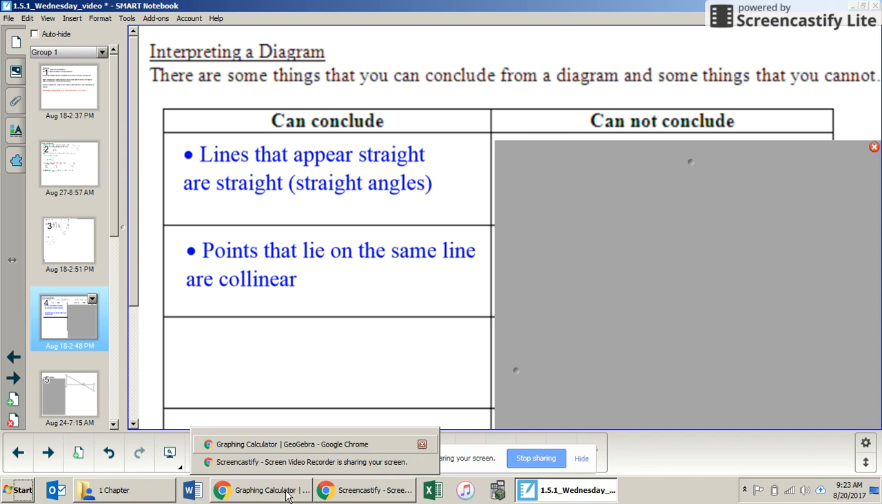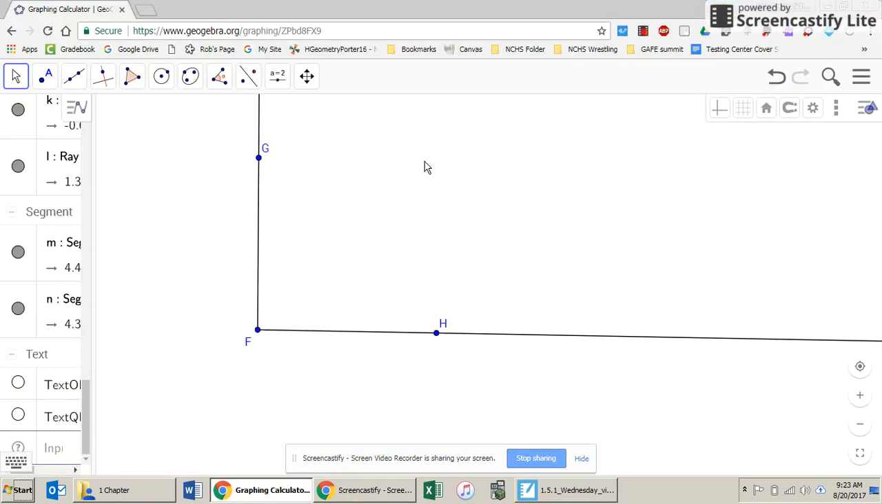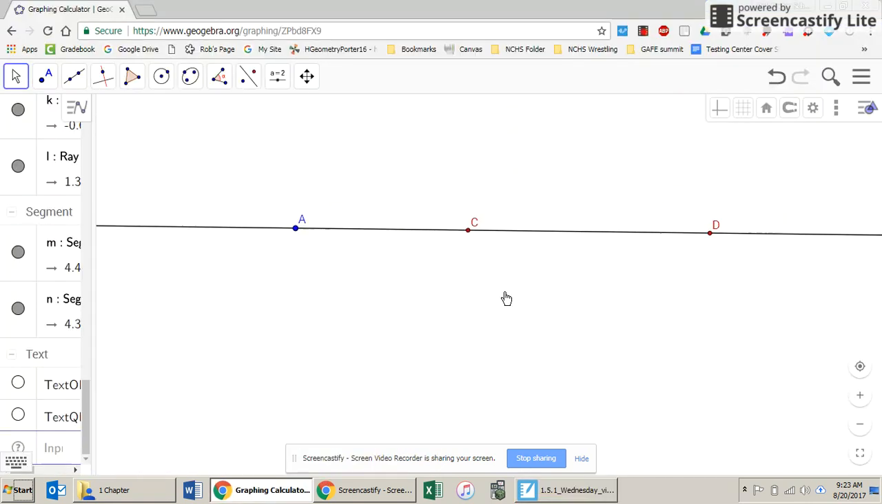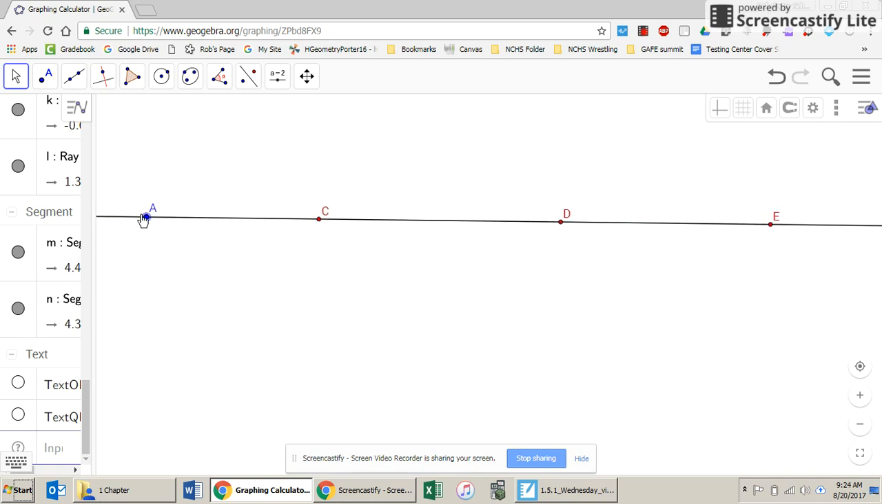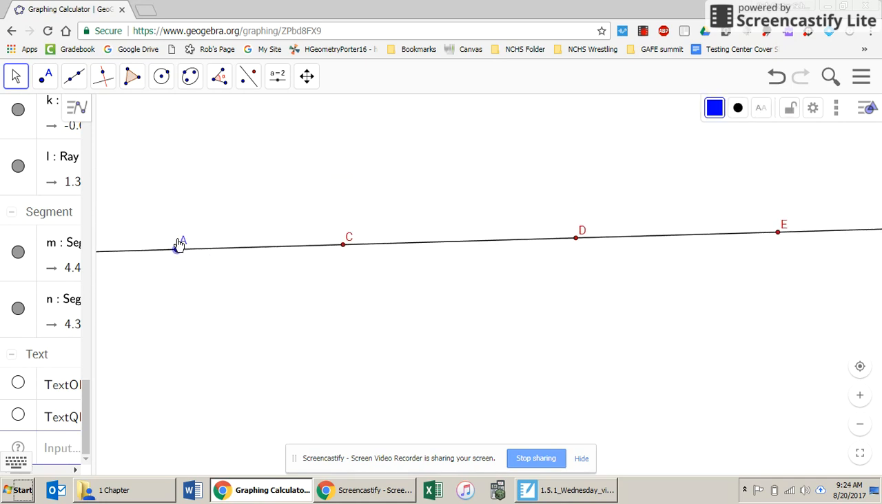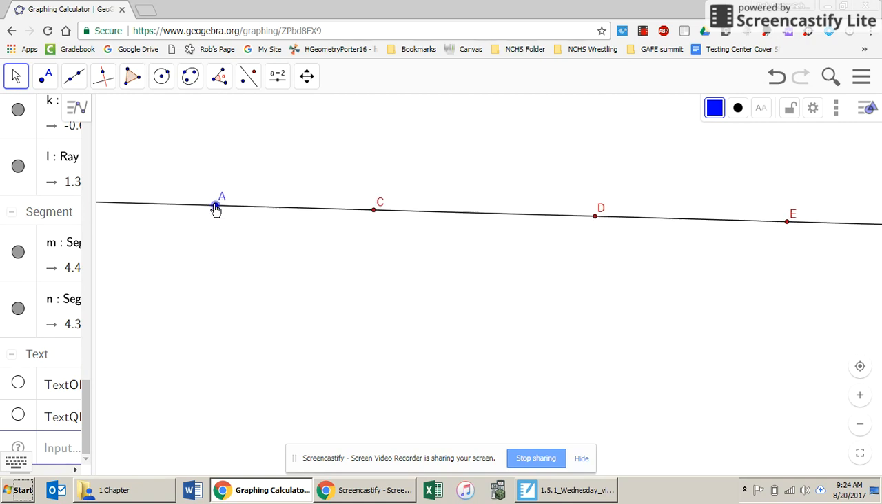Lines that appear to be straight are straight. So I have a little demonstration here. If you can see, this line right here looks like it's straight. And so because it appears to be straight, we can go ahead and assume that it is straight.